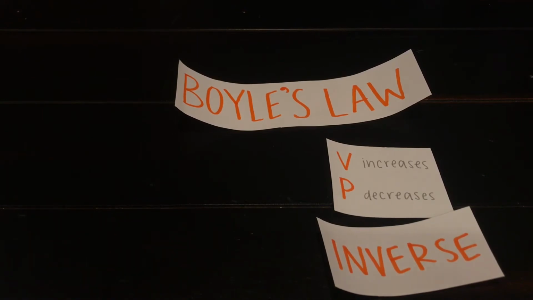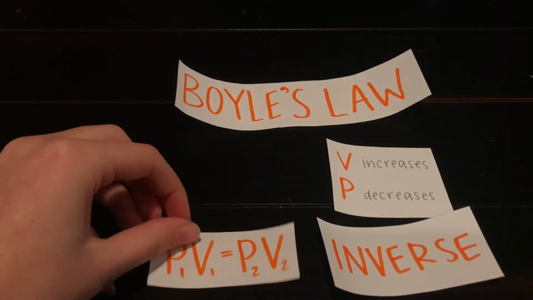The mathematical formula which is used to express Boyle's law is a variant of the combined gas law. For Boyle's law, you can shorten up the combined gas law by making it P1 V1 equals P2 V2.